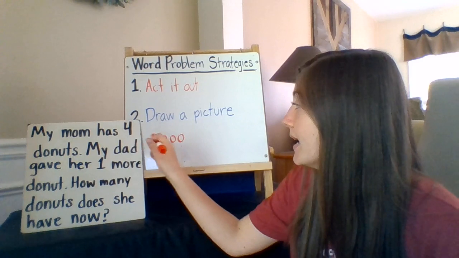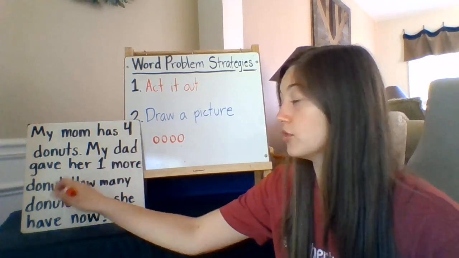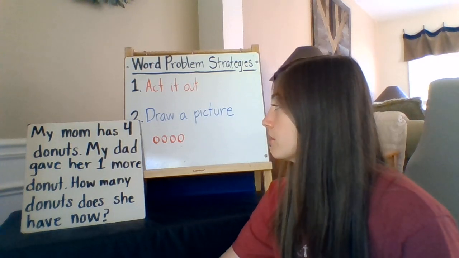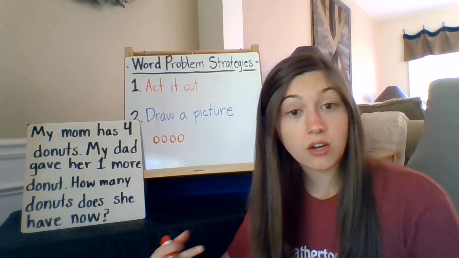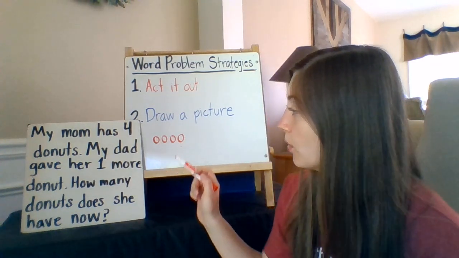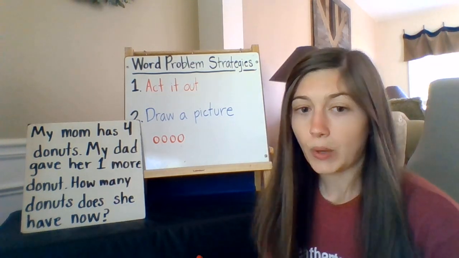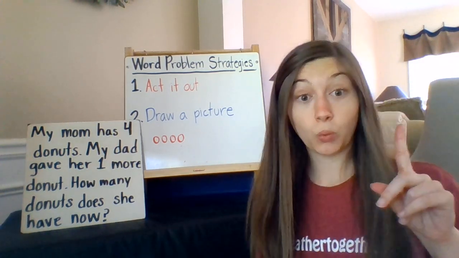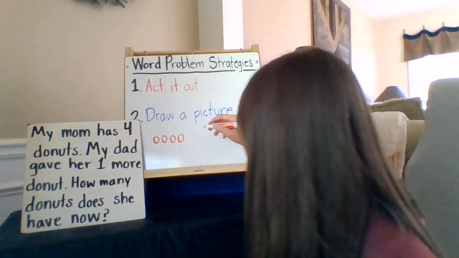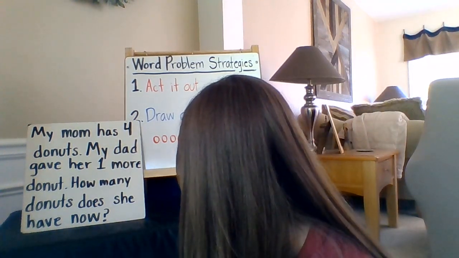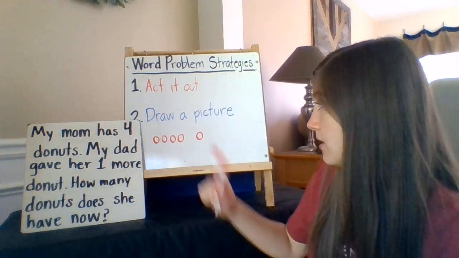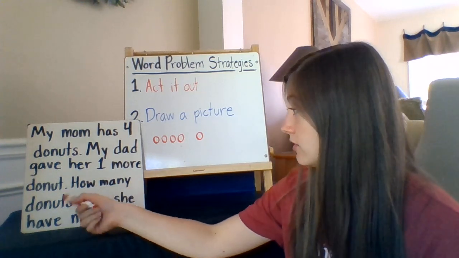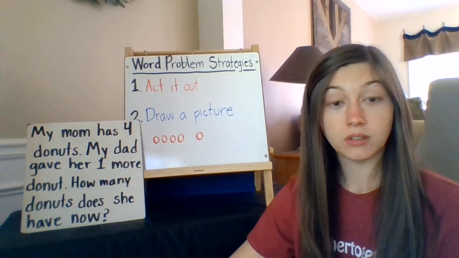Then it says, my dad gave her 1 more donut. Let's ask ourselves, is that addition or subtraction? Are they adding or taking away? My dad gave her 1 more donut. Did he take away a donut? No, he gave her 1. How many? 1. So what I'm going to draw is 1 more donut. So my mom has 4 donuts. My dad gave her 1 more donut. How many donuts does she have now?